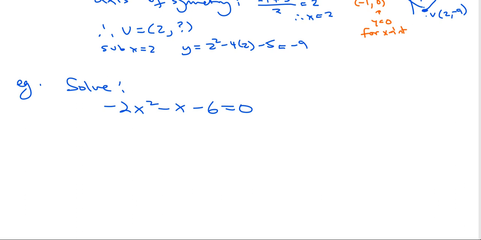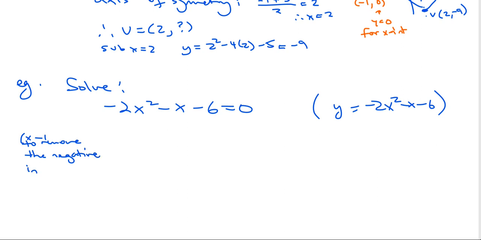So let's solve this. Solve it means find the x-intercepts, which really means the same thing as if I had y equals negative 2x squared minus x minus 6, how could I get the x-intercepts of this? By factoring. Okay, so let's do the factoring. This is a complex trinomial. Okay, one thing we can do here is to get rid of this negative in the front. We could multiply every term by -1 to remove the negative in the x squared term.